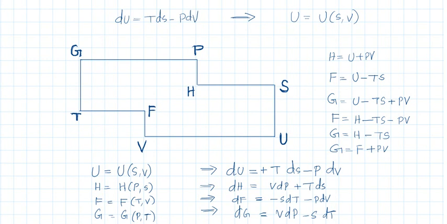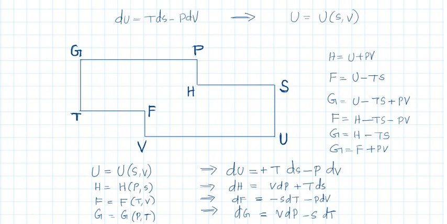Okay, in order to write those equations, I will draw a diagram. It is something like this. And in this diagram, in the left top, you have G, then P pressure, then H enthalpy, then entropy S, U internal energy, V volume, F Helmholtz free energy, T temperature. So consider a diagram like this.